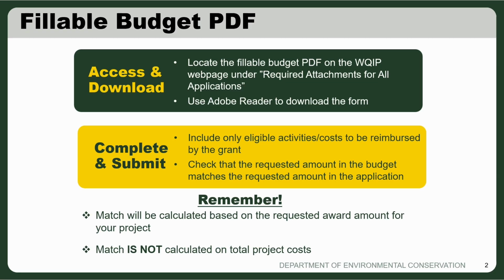To fill out the worksheet, download the PDF and open it in Adobe Reader. Before completing your budget worksheet, we encourage applicants to refer to the program overview found on the WQIP webpage that details match requirements and specific eligible costs for each project type. And remember, the match is calculated based on the requested award amount for your project, not your total project costs.